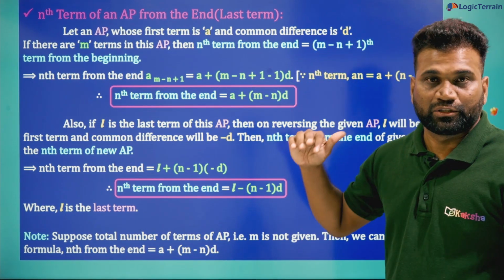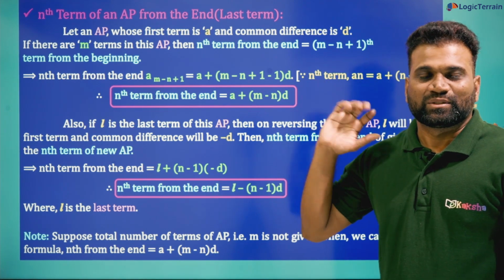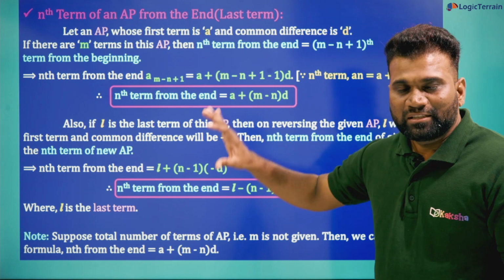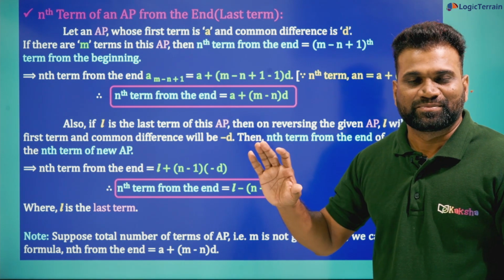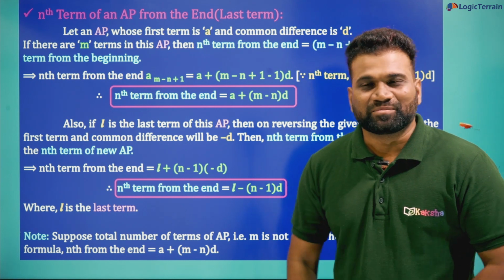This formula we cannot use. In that case we have to use this formula only. So that is the reason why both the formulas are very important. Clear? Now let us discuss how to find middle term.